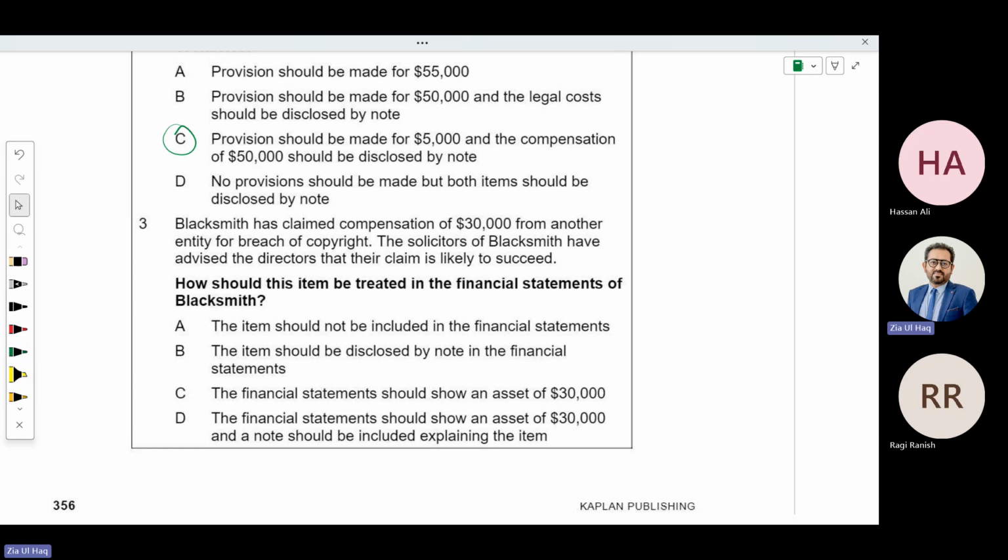The item should be disclosed by note in the financial statements. By note means as a contingent asset. Likely means probability. The financial statements should show an asset. No. The financial statements should show an asset of 30,000. No. Contingent asset only.